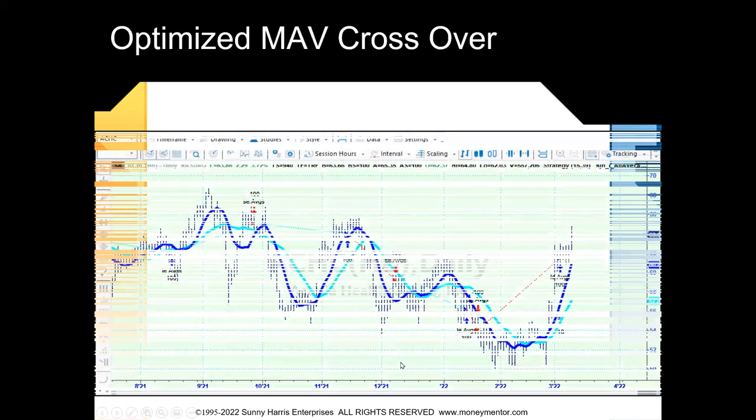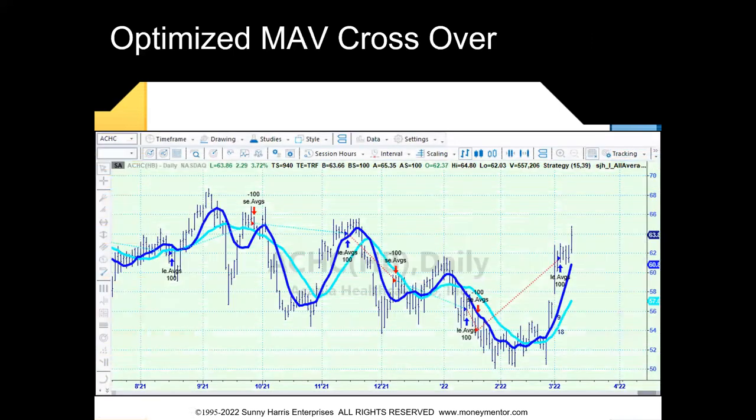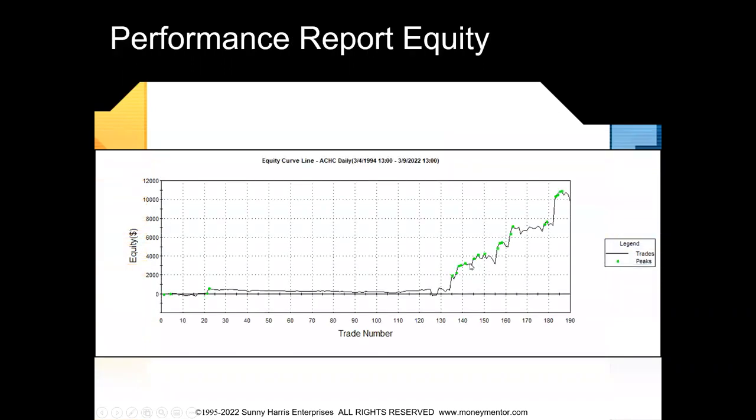We optimize the inputs for that. And you can see again, crossover, this one's the optimized, sorry. This one is the optimized crossovers, not price moving over, but the moving averages crossing each other. So every time you get a crossover, you get a signal. There's the performance for that one. Now that's not too bad. Again, we have to ignore this beginning part, but that's not too bad. So that's an optimized moving average.